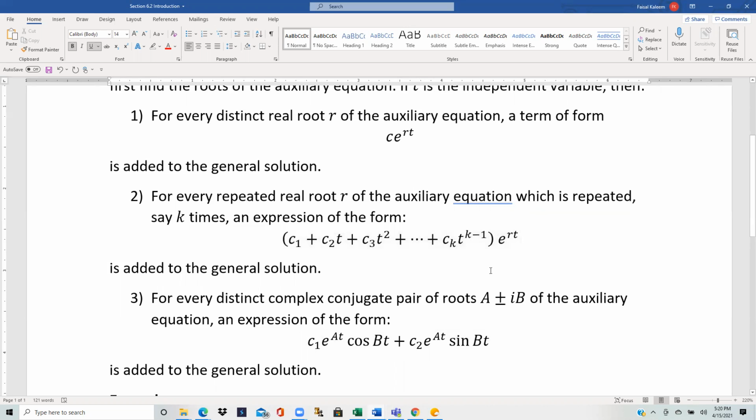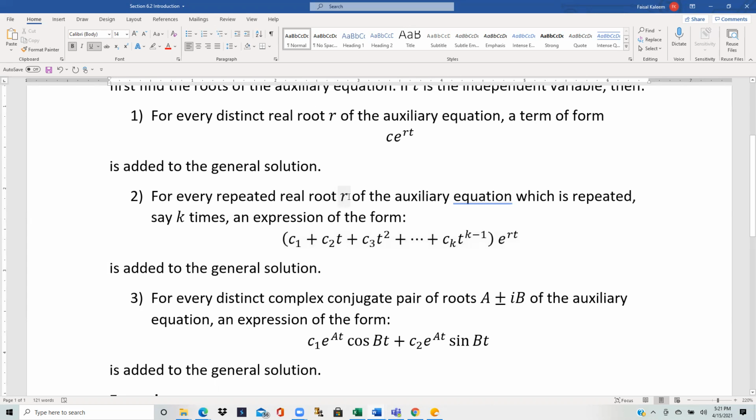But if a root is repeated k times, which can happen in a higher order equation, then we again start with C1 plus C2 t, and then we have plus C3 t squared, and we go on. We keep on raising the power of t with another constant. And the last term is Ck t to the k minus 1, and all this multiplied with e^(rt), where r was the repeated root.